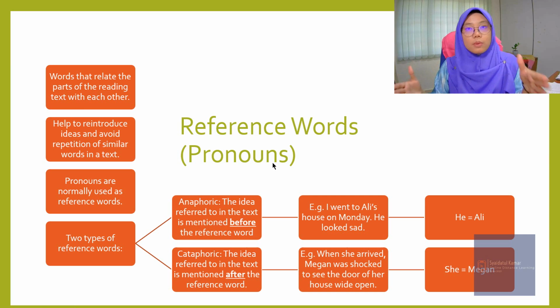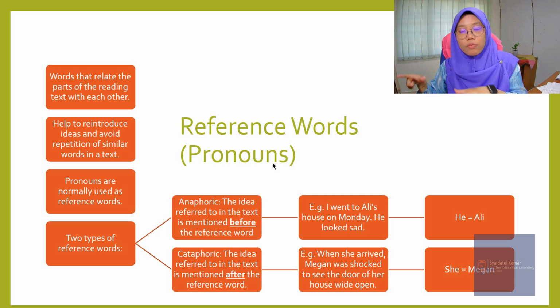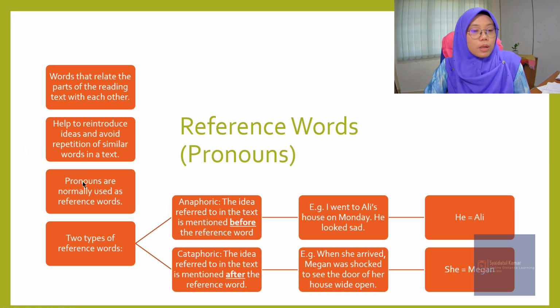Sometimes when the author is writing about something, they don't repeat the same thing or the same person that they are mentioning over and over again, and they replace it with some words to refer back to the person. And pronouns are normally used as reference words, and there are two types of reference words in pronouns, anaphoric and cataphoric. You don't have to memorize anaphoric, cataphoric. That is just some technical term. What you have to understand is how it is used.